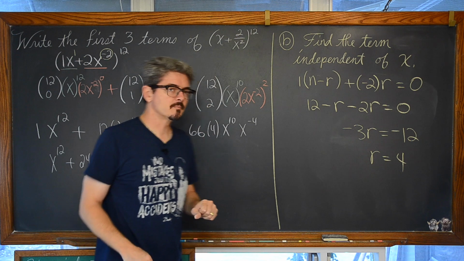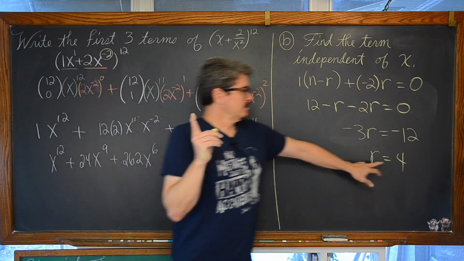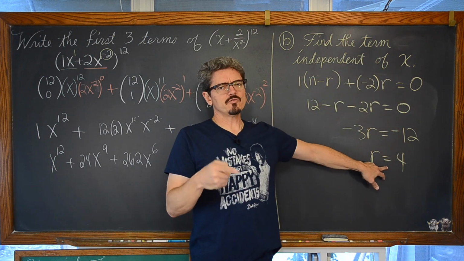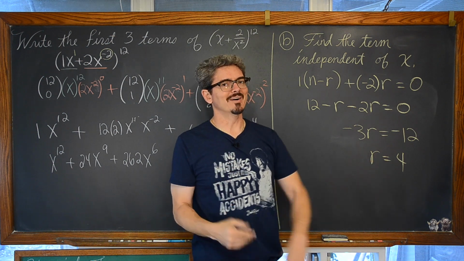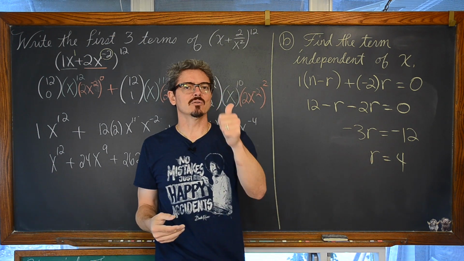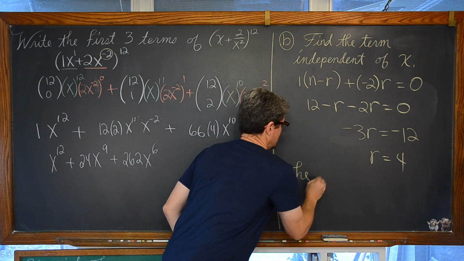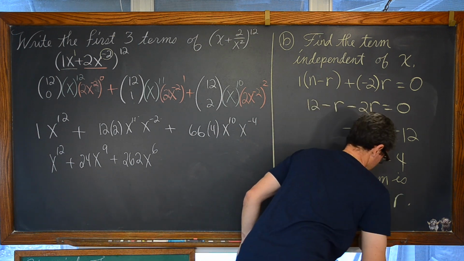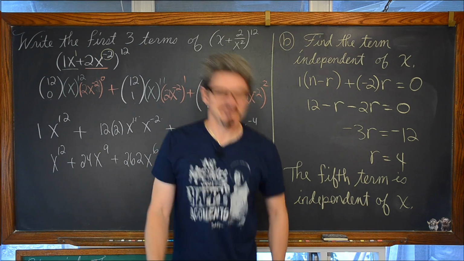independent of x. There's 13 terms in the full expansion. Don't be fooled if you have to do some kind of similar algebra to solve the problem. Don't be fooled when you get r is 4 and say it's the fourth term, because remember, r starts at 0, right? 0, 1, 2, 3, 4. It is the fifth term that is independent of x. Part 3 coming up right now.